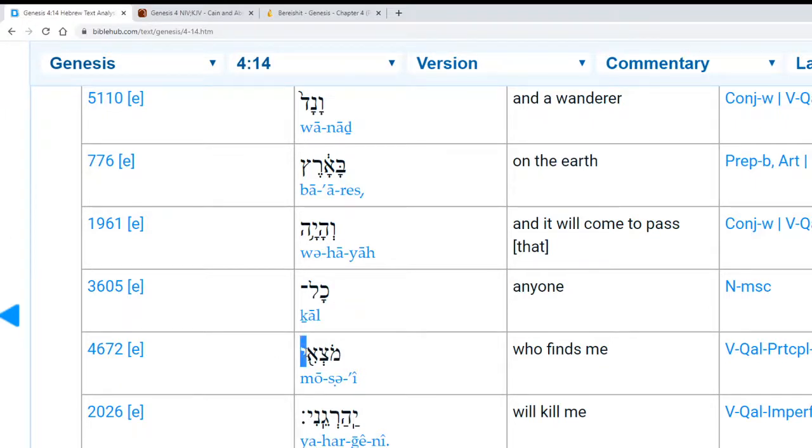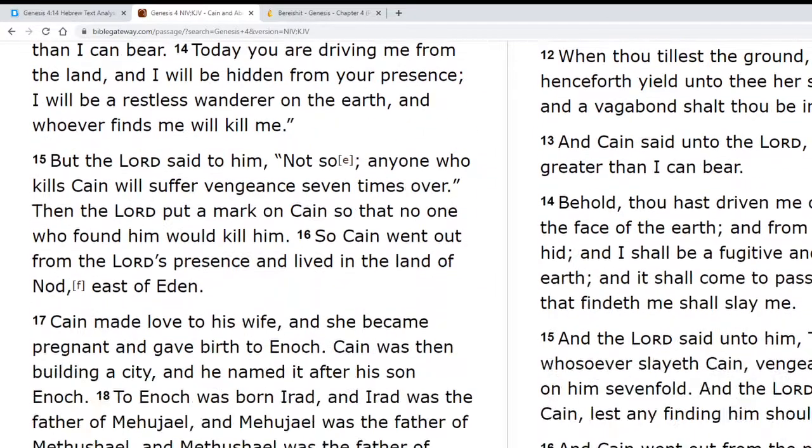The yud here is putting it in the first person singular, finds me, any who find me. Yehargeni, right? So again, that same root we had, to kill, hereg, hey resh gimel, yahargeni, right? It's an imperfect with the yud and the nun yud saying me, right? Shall kill me, right? King James Version of verse 14.